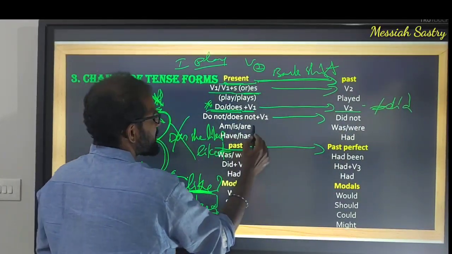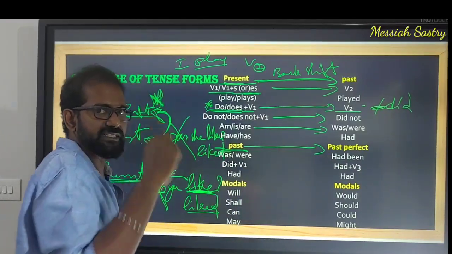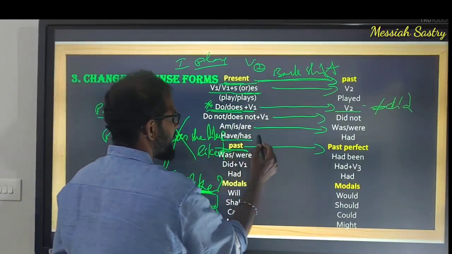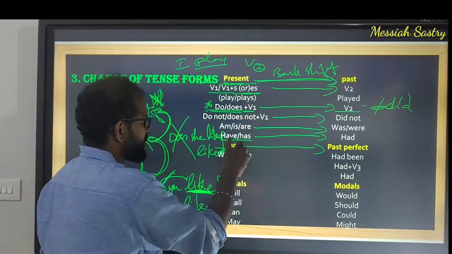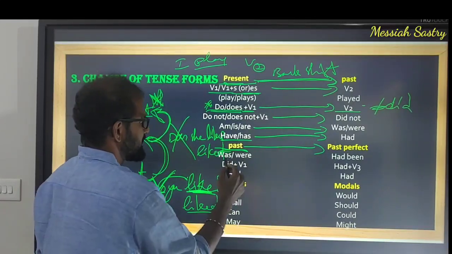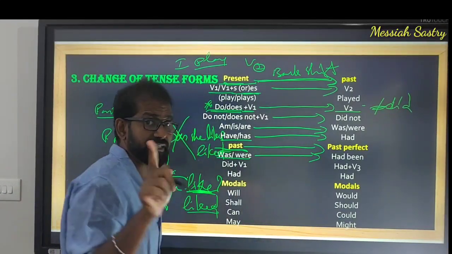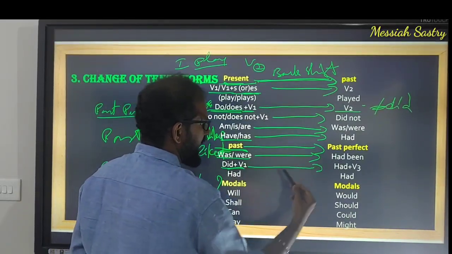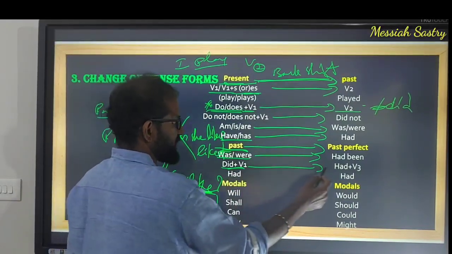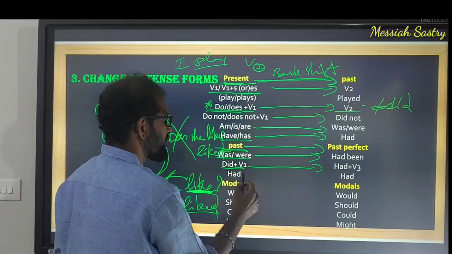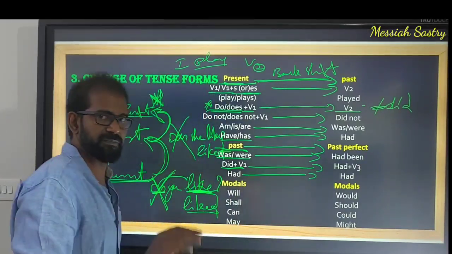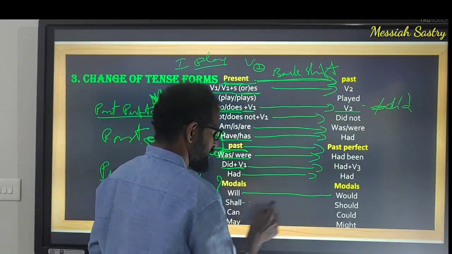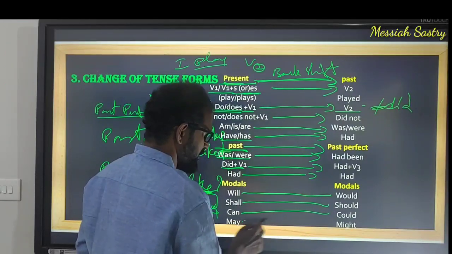Am, is, are changes to was or were. First example, am changed to was. Have or has changes to had. Was or were changes to had been. Second example, were changed to had been. Did plus V1 changes to had plus V3. Had, there is no change, we just keep had. When it comes to modals, will changes to would, shall changes to should, can changes to could, may changes to might.